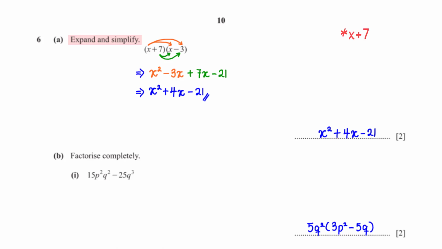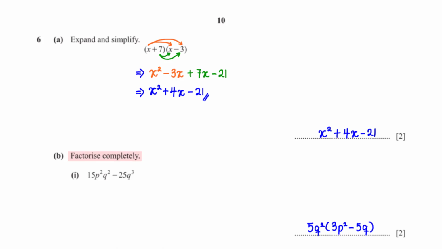Expand and simplify (x plus 7)(x minus 3). First, we take x in the first bracket and multiply it by the terms in the second bracket. So x times x is x squared and x times negative 3 is negative 3x. Now we take 7 in the first bracket and multiply it by the terms in the second bracket. So 7 times x is 7x and 7 times negative 3 is negative 21. Minus 3x plus 7x is 4x. And so our final answer here is x squared plus 4x minus 21.